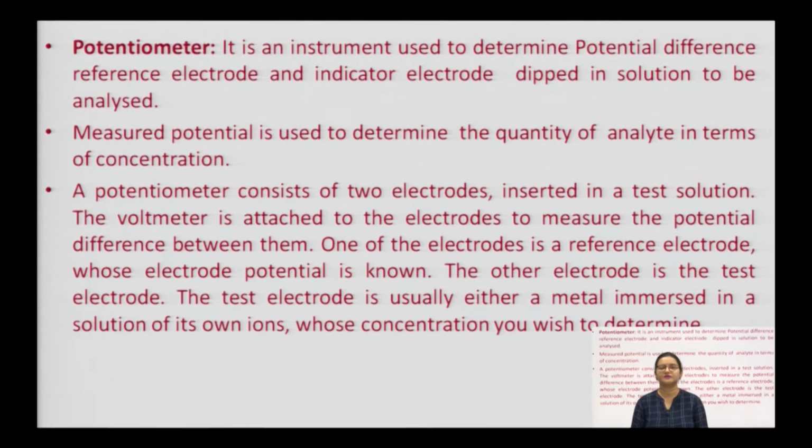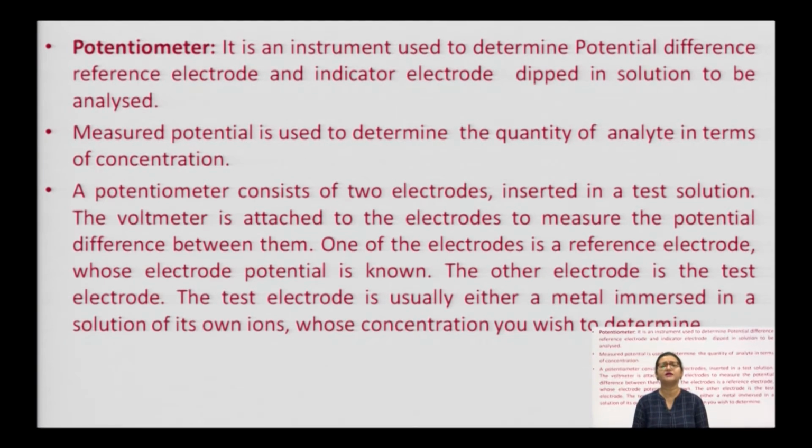A potentiometer consists of 2 electrodes. Basically, 2 electrodes are there in a potentiometer. First one is the reference electrode and second one is the indicator electrode, which is inserted in the test solution. Test solution means analytical solution. What do you mean by test? Which is under study, right? So, test solution or analytical solution means the solution whose concentration is to be determined.